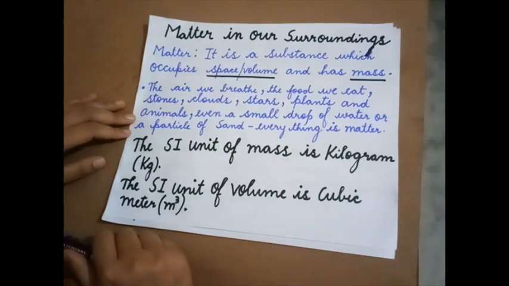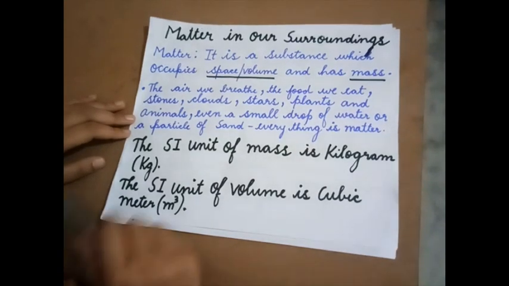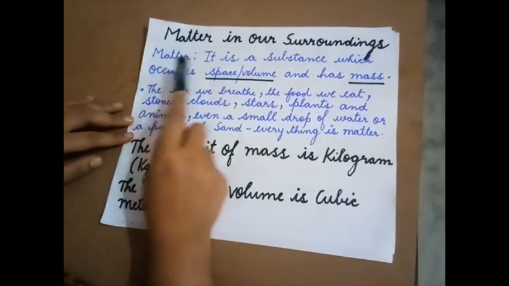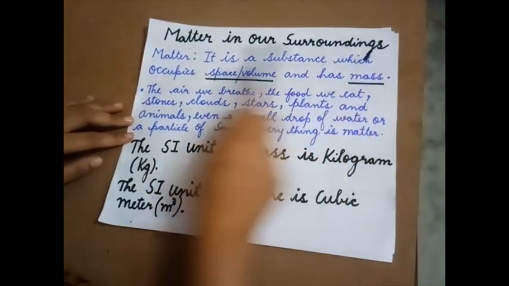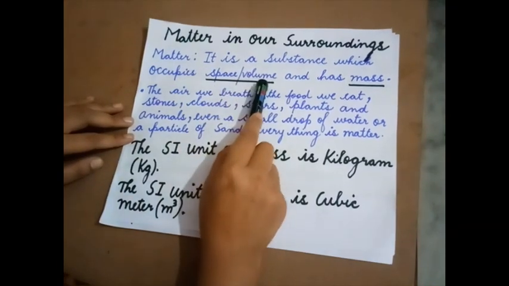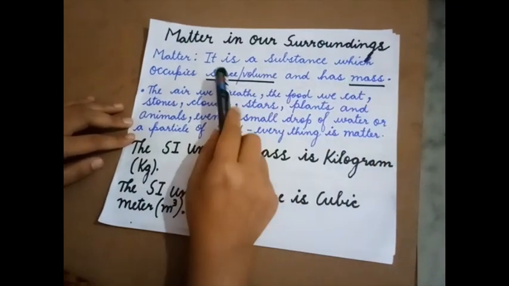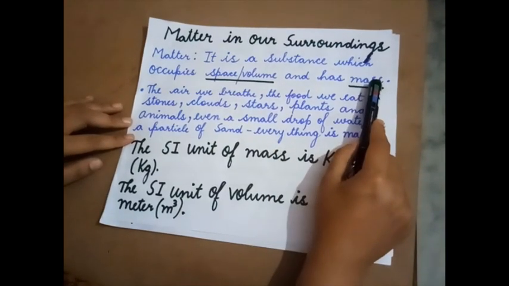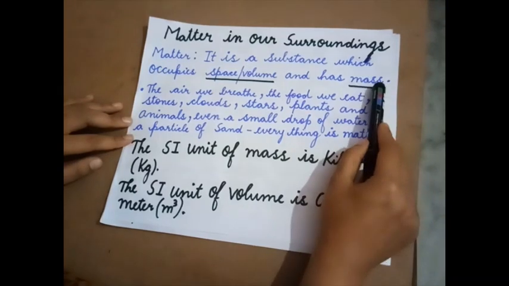Good morning, class. We are starting off with a new chapter, Matter in Our Surroundings. What is matter? It is a substance which occupies space or volume and has mass. Space or volume means the same. Mass is nothing but number of atoms present in a given substance, and this mass is constant.